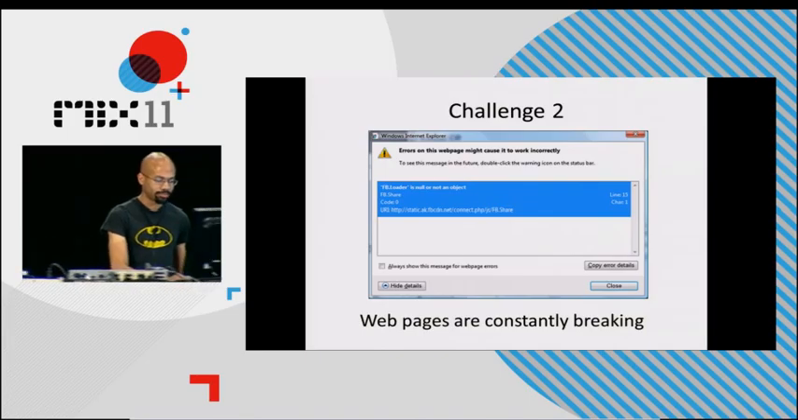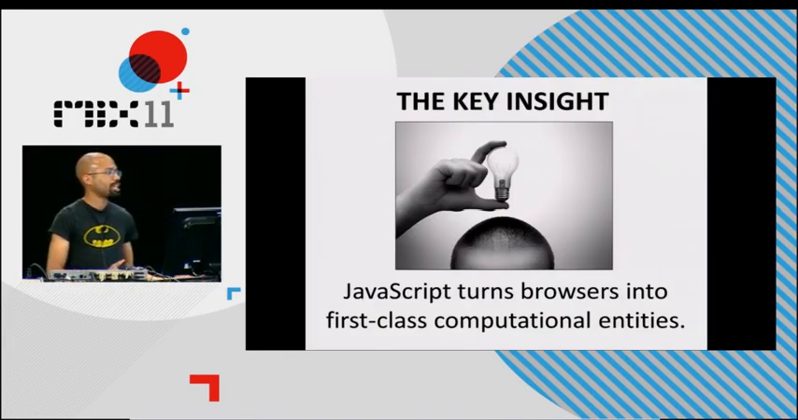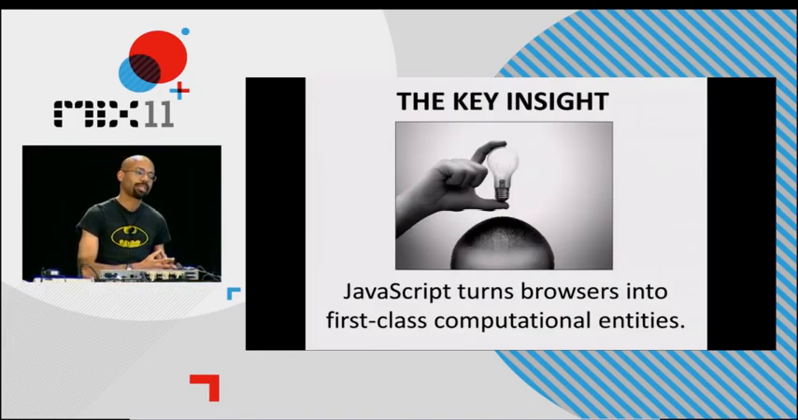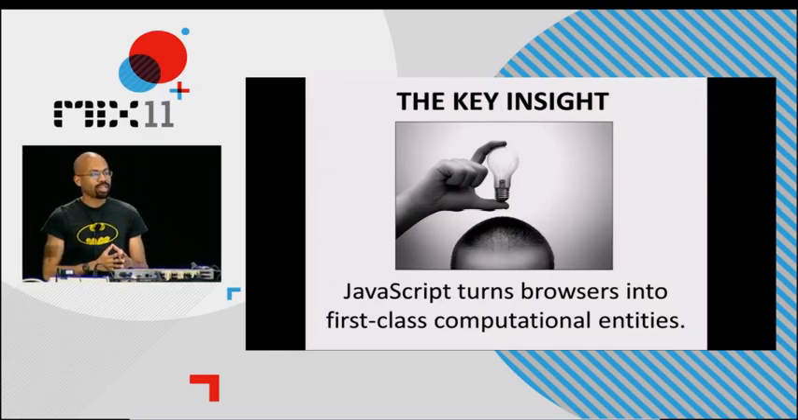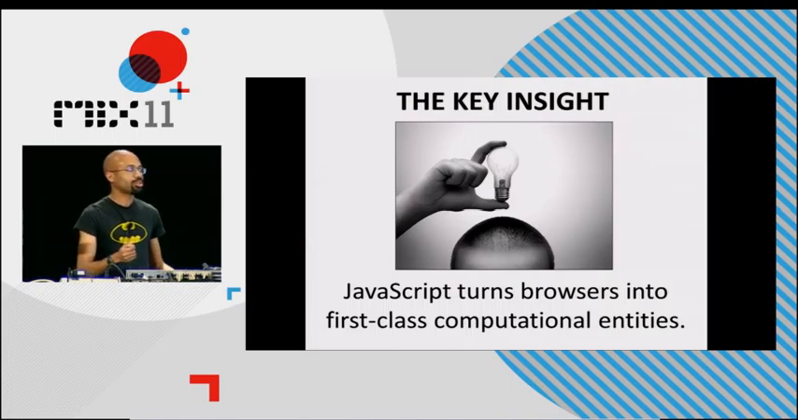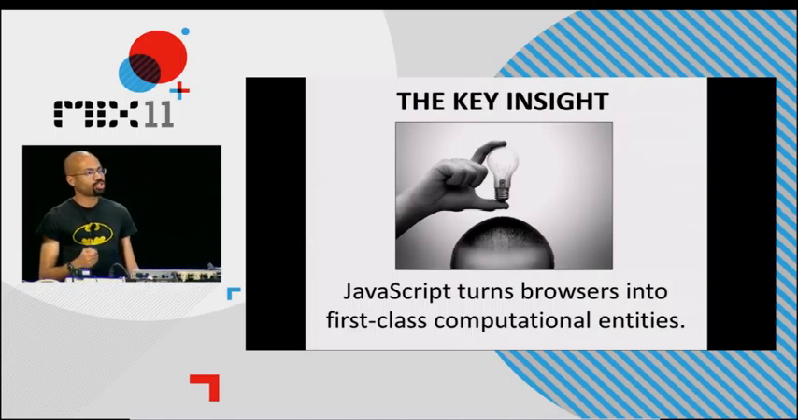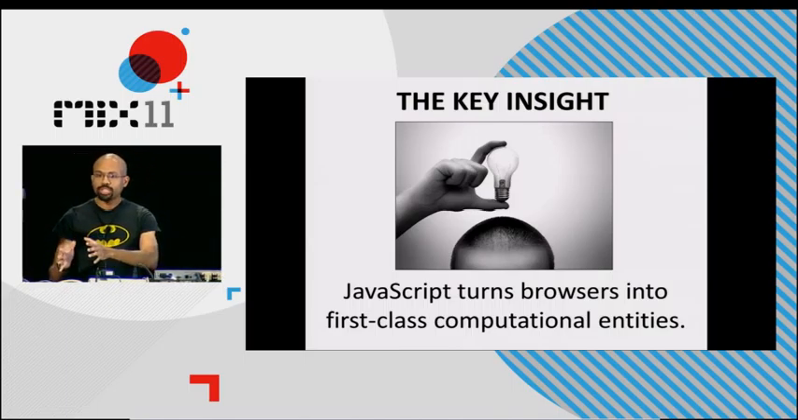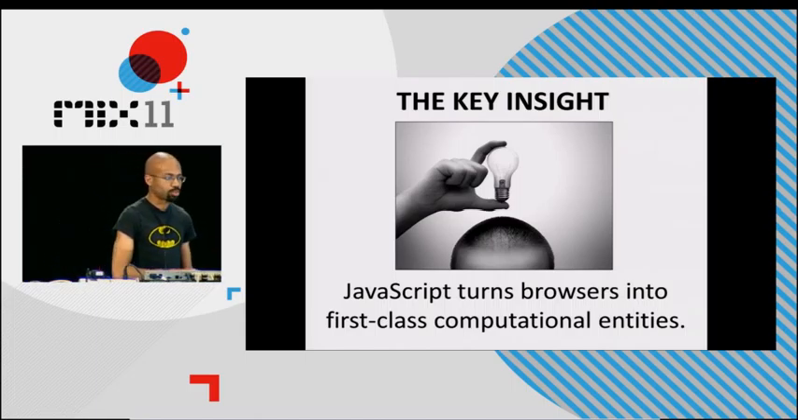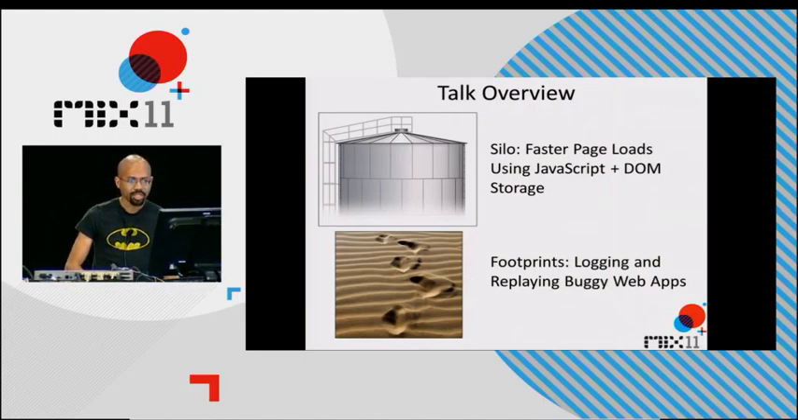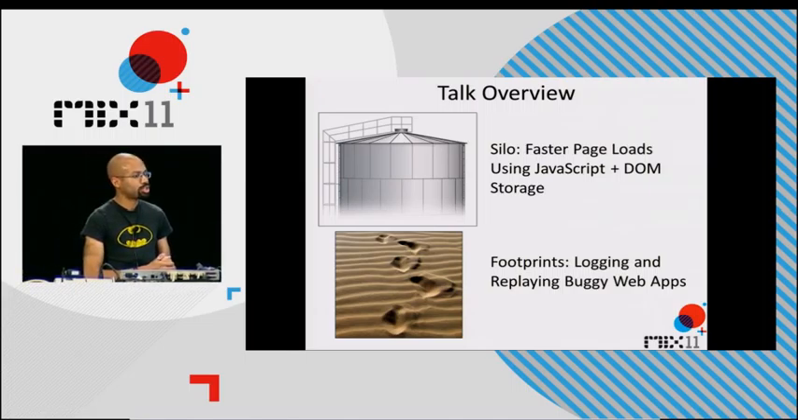The key insight behind all the research I'm going to talk to you about today is that JavaScript turns web browsers into first-class computational entities. In particular, JavaScript allows web programs to be so powerful that we can take a lot of cool research ideas from the world of traditional operating systems or networking research, which was intended for desktop applications, and start applying some of that towards web programs. In this talk, I'm going to talk to you about 2 specific projects.